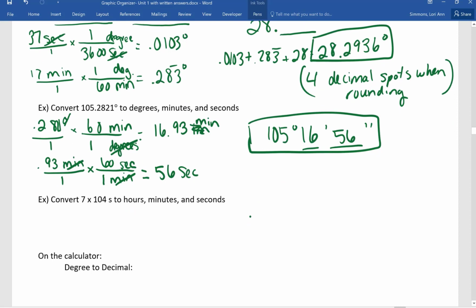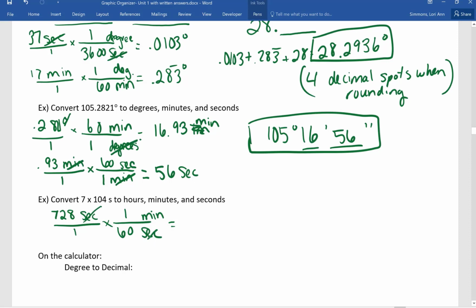The next example, convert 7 times 104 seconds to hours, minutes, and seconds. Well, 7 times 4 is 728 seconds. Let's put that over 1. We want to get rid of seconds, so let's put that on the bottom. And let's start with minutes. 60 seconds is in 1 minute. If you wanted to do 5 minutes on top, then this would have to be 300 seconds.